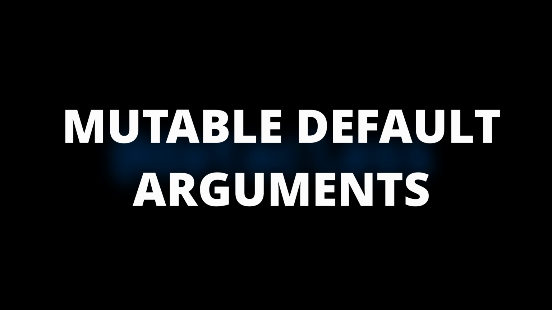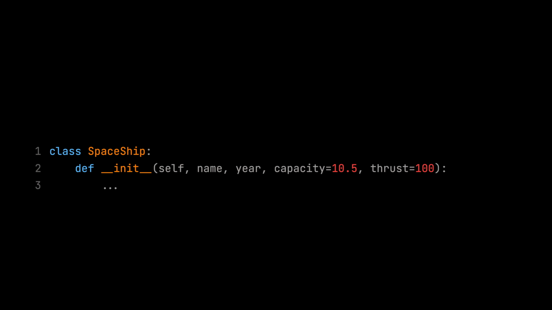Finally, one slightly more advanced feature about data classes that's useful is their ability to have mutable default arguments. For example, we might want our spaceship to have a cargo attribute that's a list of items it carries, with the default being an empty list.